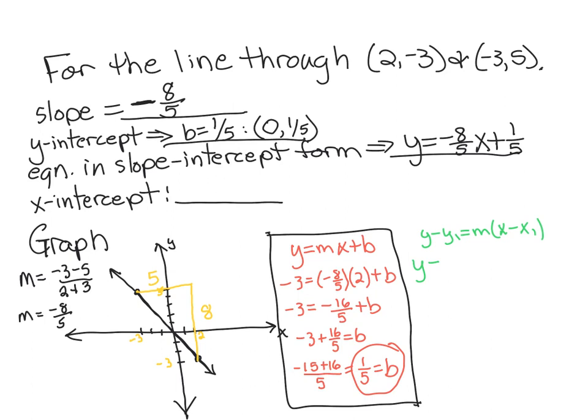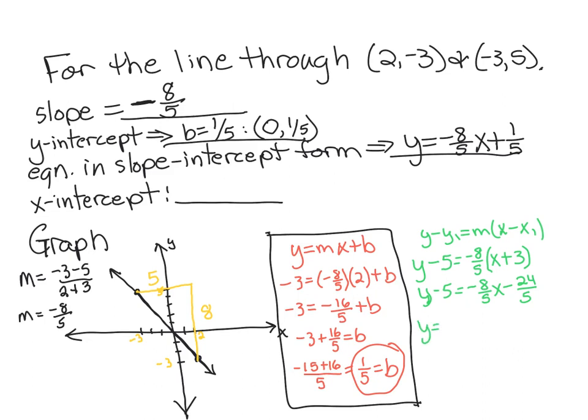So I'm going to use -3, 5. So y is 5. My slope is -8/5. x minus the x value that goes with 5 is -3. So when I subtract a negative, I'm adding. So y minus 5 equals -8/5 x. There's mx. And then -8/5 times 3 is -24/5.